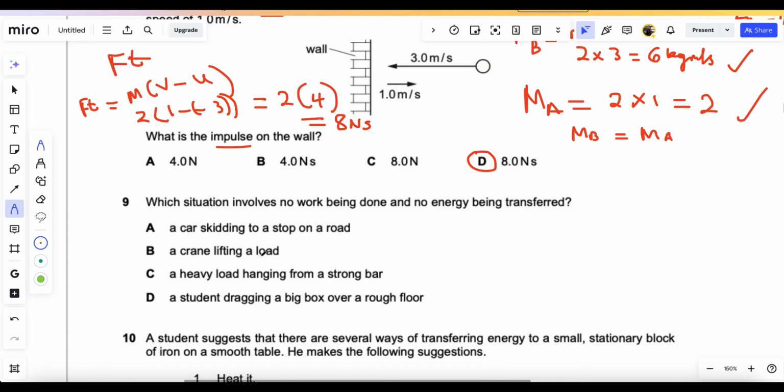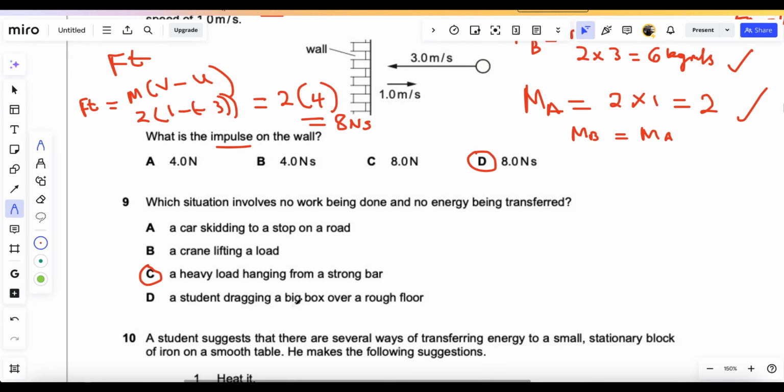A crane lifting a load: work is done, because when you lift a load, it's vertical work done. A heavy load hanging from a strong bar: it's just hanging, no work is done, right? If it's hanging, no work is done and no energy is being transferred. It's just gravitational potential energy.